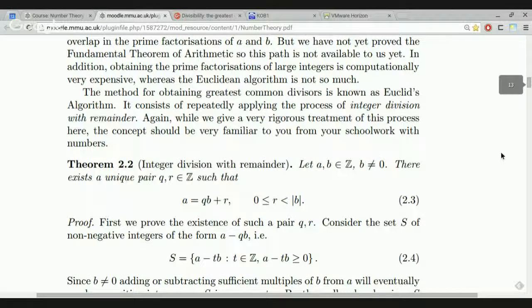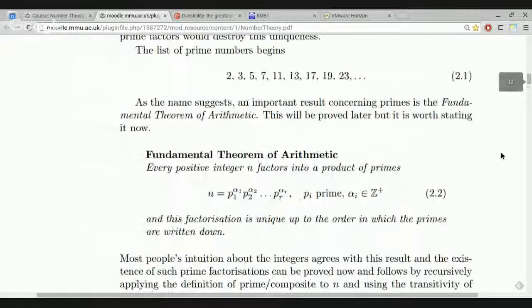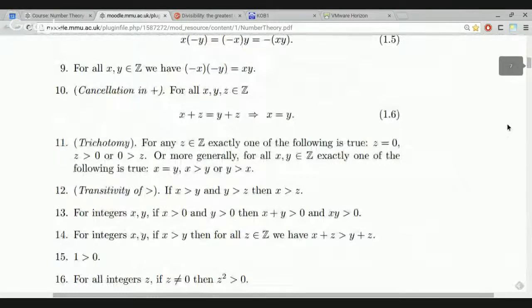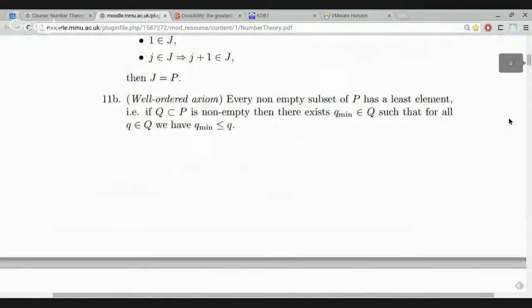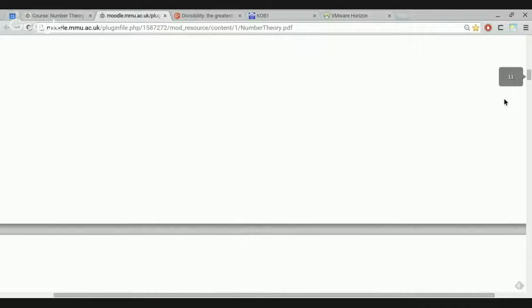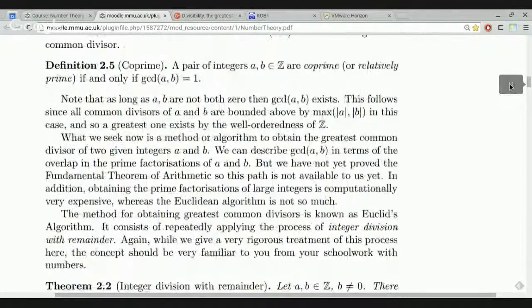Now the way this is proved is really a proof by induction, but we use an alternative phrasing of the induction principle. This is what's known as the well-ordered principle. So this was back in chapter 1. Now I didn't refer to it too closely at the time. The induction axiom was axiom 11 back here, but I had an 11a and 11b. 11a was the induction axiom, and 11b was the well-ordered axiom. But I'll put a slightly different phrasing of this up now on the board.